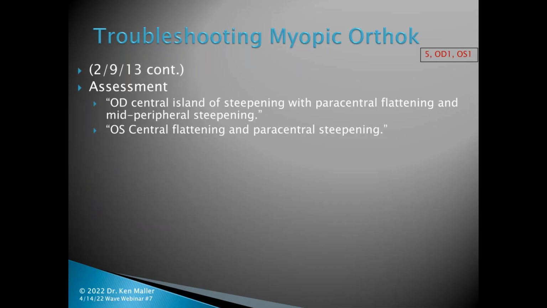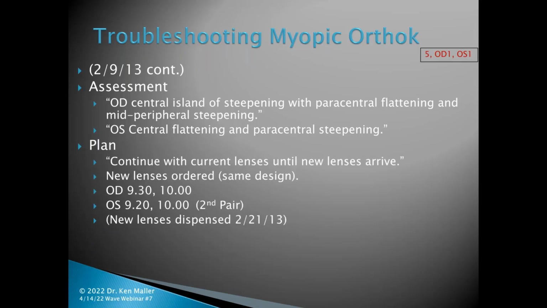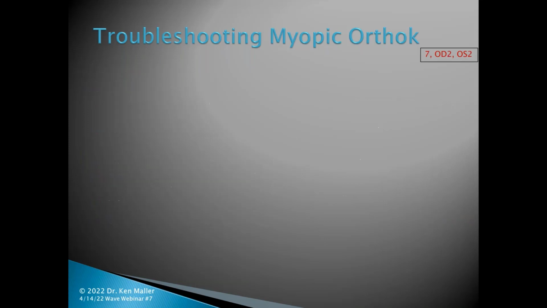Assessment. OD, central island of steepening with paracentral flattening and mid-peripheral steepening. OS, central flattening, paracentral steepening. Continue with current lenses until new lenses arrive. The new lenses were ordered within the same design, but they decreased the diameter down to 10.0. And the base curve has changed now to 9.30 and 9.20. And this was the second pair dispensed on the 21st of February. So that was the 6th visit with OD number 2 and OS number 2.